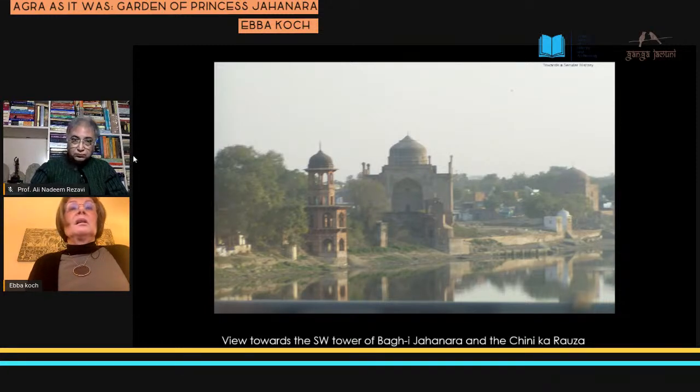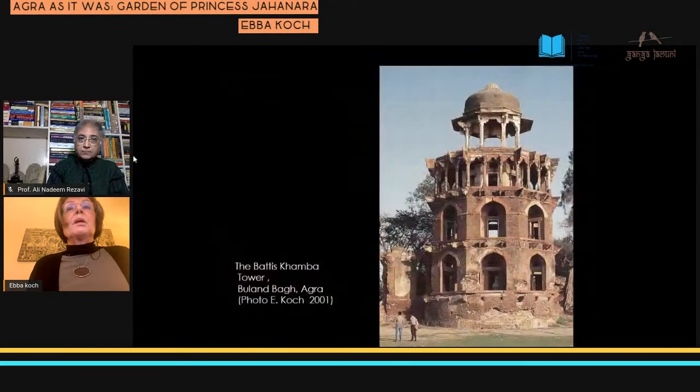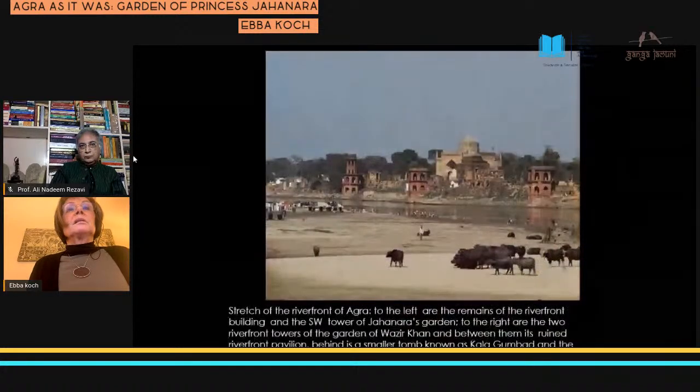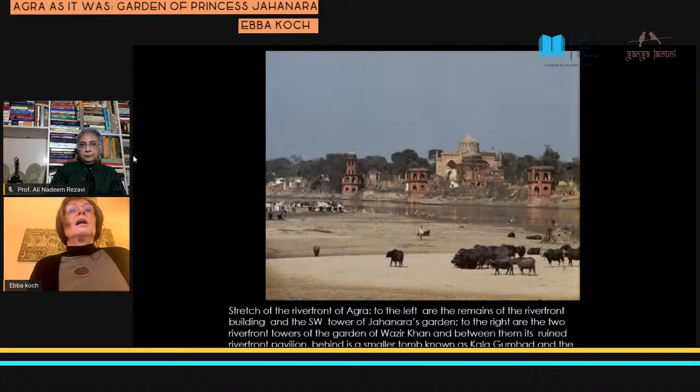Next slide, please. Such as the so-called Battis Khamba of the Bulandbagh, which dates from Jahangir's period. And the next slide, please. The riverside towers of the Chini ka Rauza and the garden next to it. And we also find them in the Agra fort, and the towers of the Taj Mahal belong to this building type as well. Next slide.